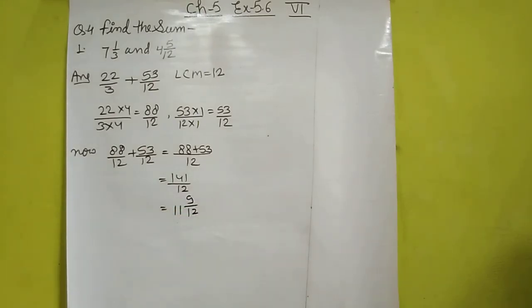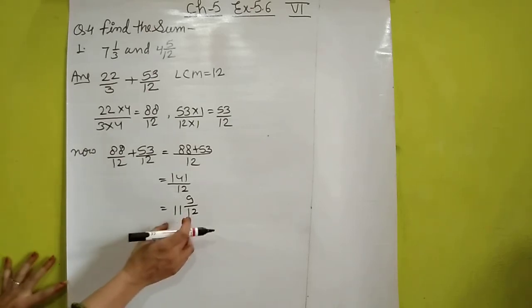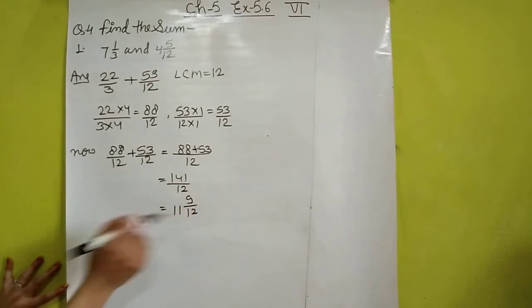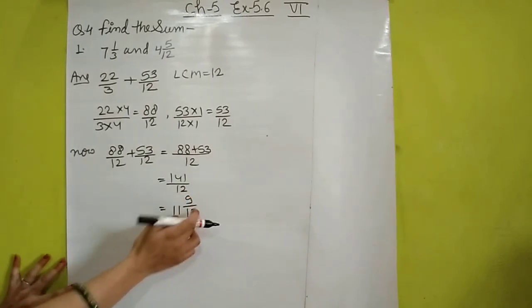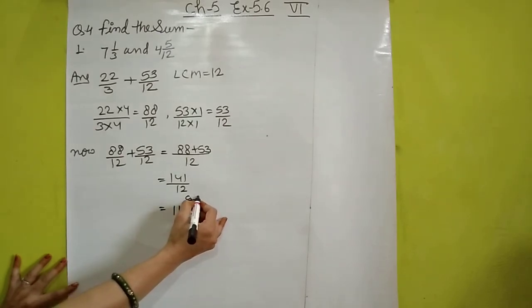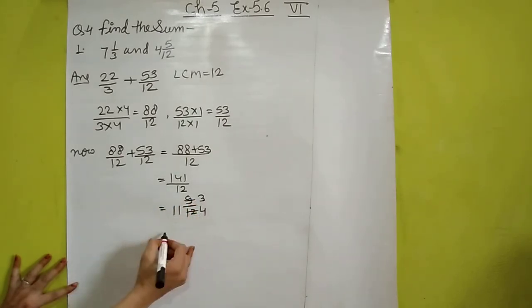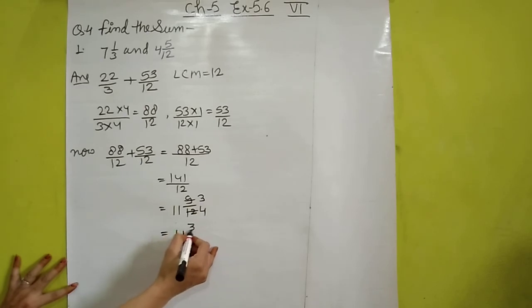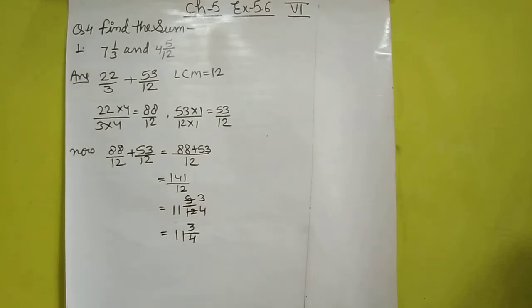I have divided here, and you know the division, so you can do in rough column, and you can get 11 9 upon 12. Now students, again you can convert this in simplest form, because 9 and 12 both are coming in same table. 3 3s are 9 and 3 4s are 12. So your answer will be 11 3 upon 4. 11 3 upon 4 will be your answer.